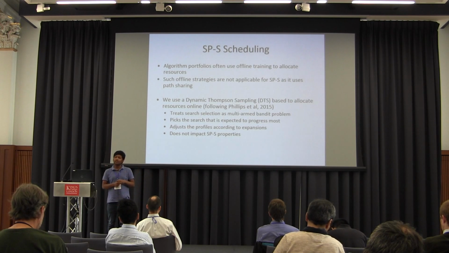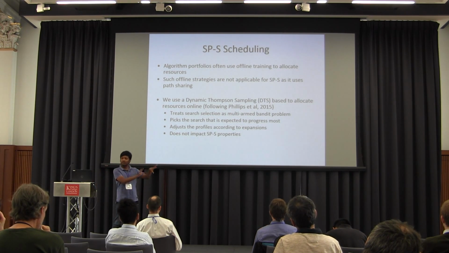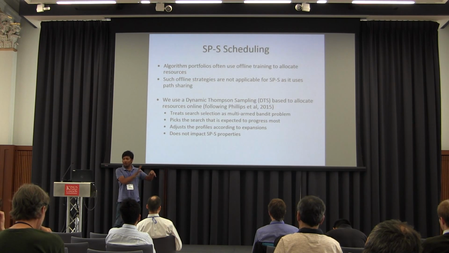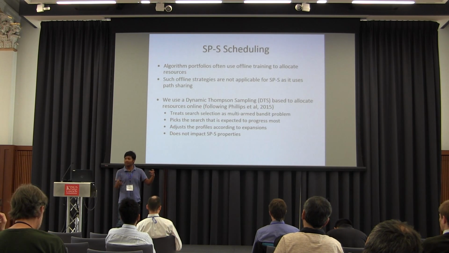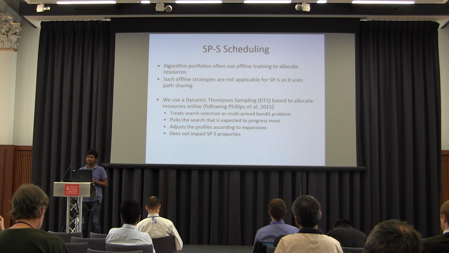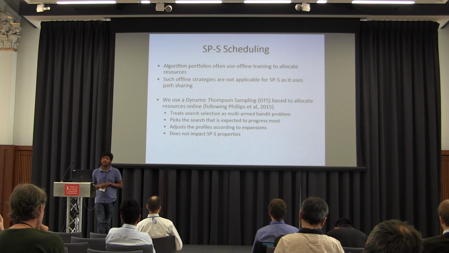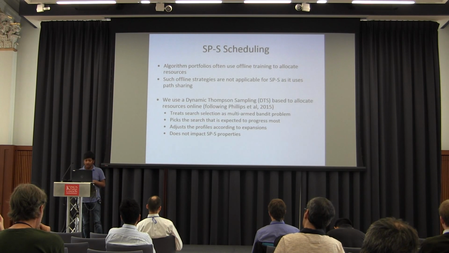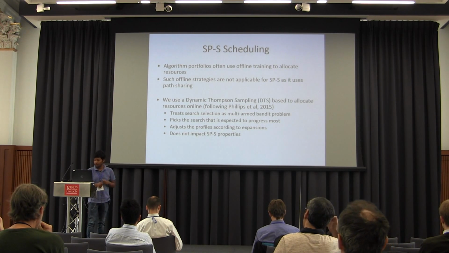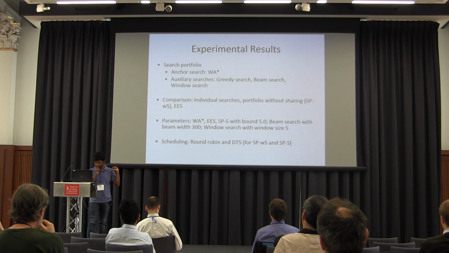But the problem with this mix-and-match kind of sharing algorithm is that now we have to run all combinations of algorithms to see, because algorithm A can help algorithm B now. So we cannot do offline scheduling that well. What we do is borrow from the work of Mike Phillips et al., which uses dynamic Thompson sampling, and I'll not go into the details. You can look at it in the paper. It works like a charm. It's much better than round robin.